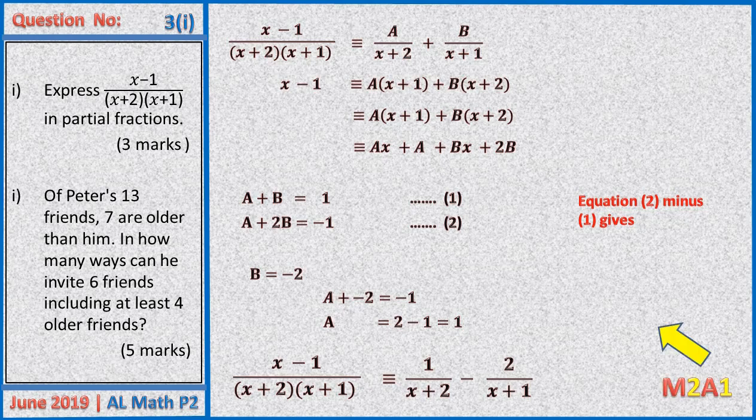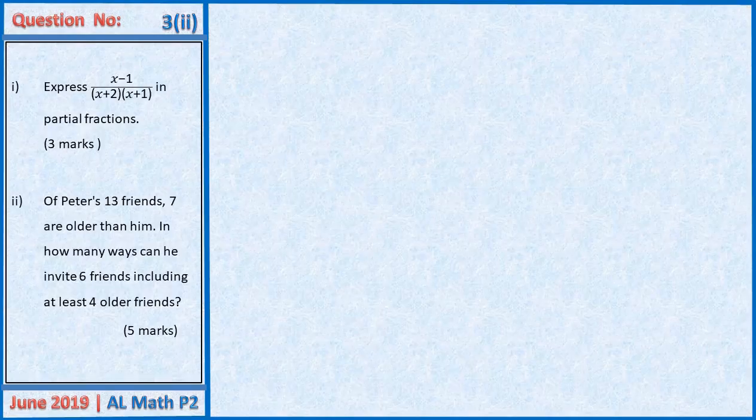The next part. Of Peter's 13 friends, 7 are older than him, which means 6 are actually younger than him. In how many ways can he invite 6 friends, including at least 4 older friends?